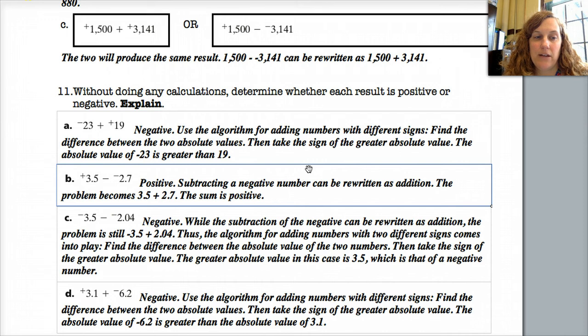Positive 3.5 minus a negative 2.7, well, minusing a negative is going to make it a positive, so we're going to have positive 3 plus positive 2-ish, so it's going to be positive because you're adding two positive numbers.